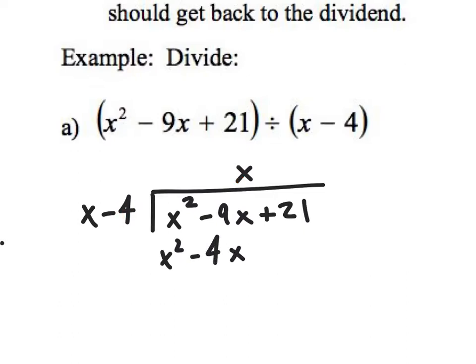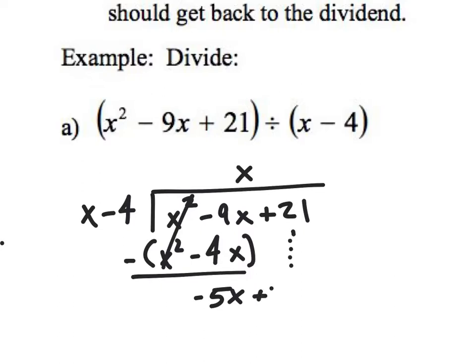Now what I do is I subtract the quantity. A lot of times we make the mistake of not subtracting the quantity, all right? And so x squared minus x squared is going to give me 0, and that's the idea. Those cancel out. Then I have negative 9x minus negative 4x. So negative 9x plus 4x is going to give me negative 5x. Okay? And then I drop down the 21. All right? So plus 21.